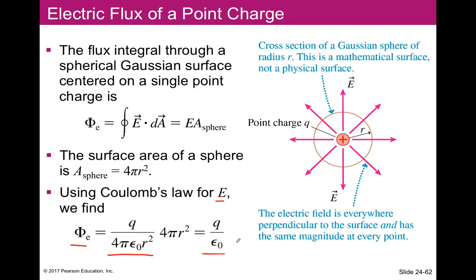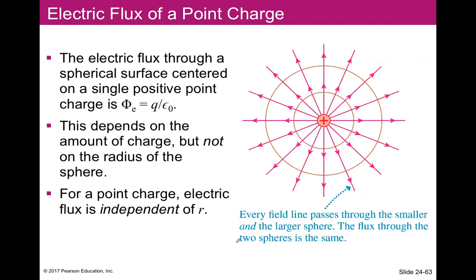The flux through a closed surface equals the net charge inside this closed surface over a constant, which is epsilon 0. That's Gauss's law. It tells us the electric flux through a spherical surface centered on a single positive point charge equals Q over epsilon. This depends on the amount of charge, but not on the radius of the sphere. So no matter which radius you use, you can always get this equation.